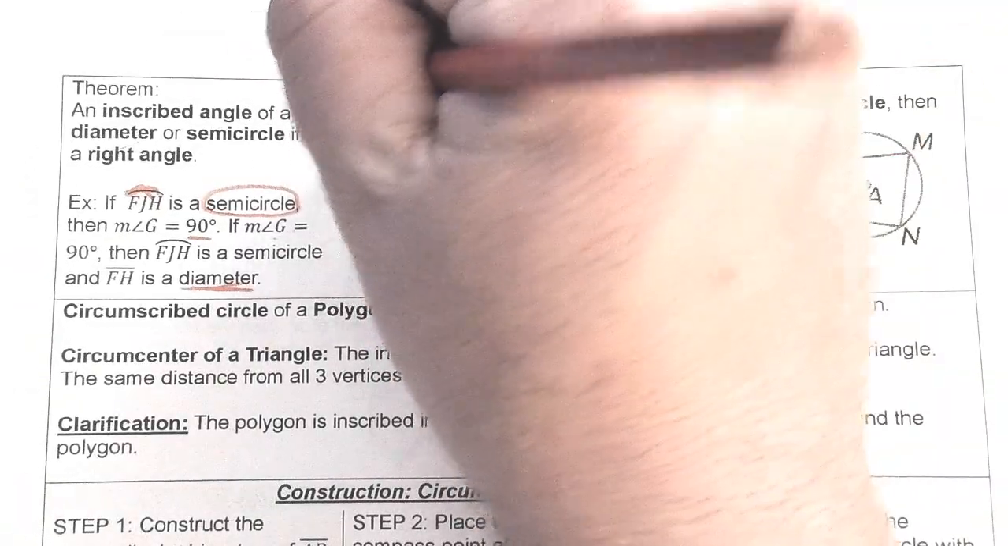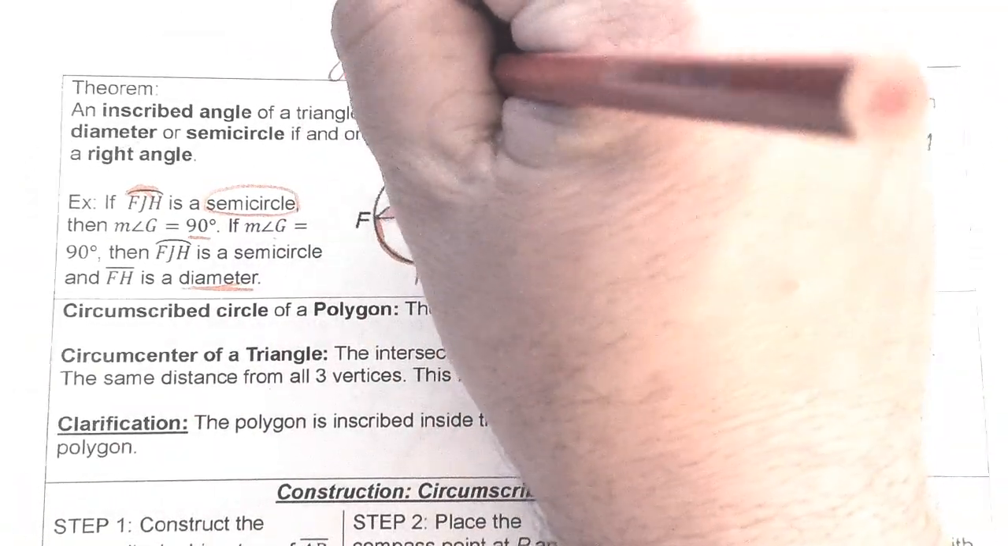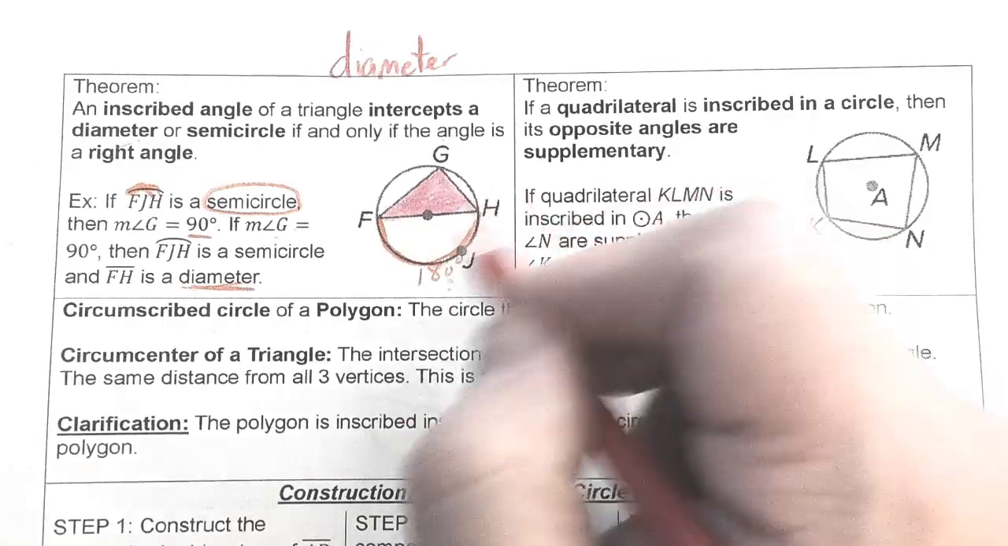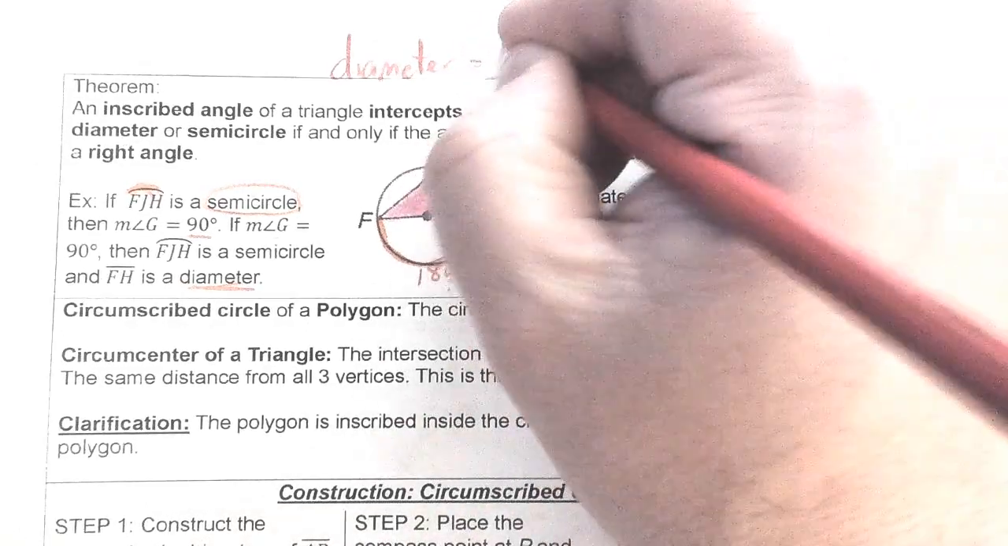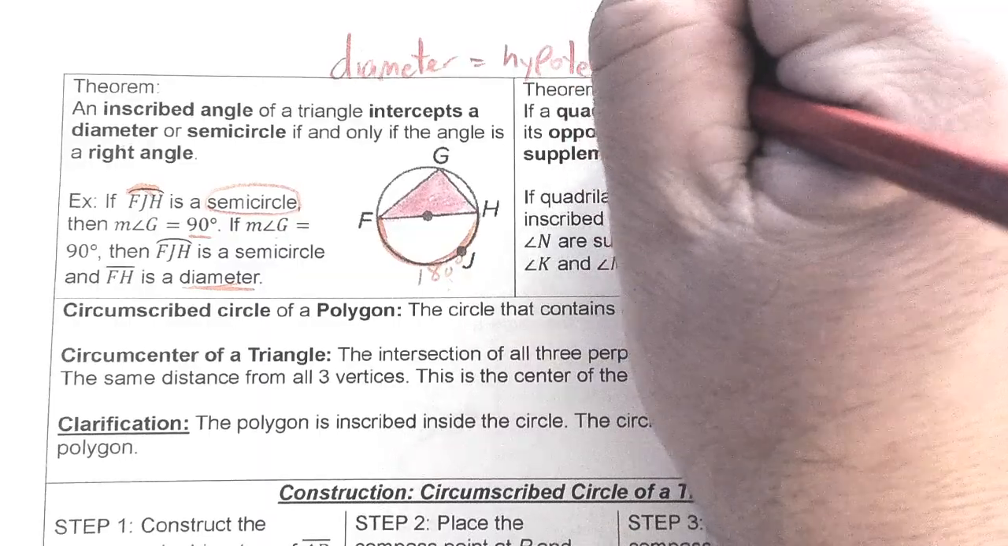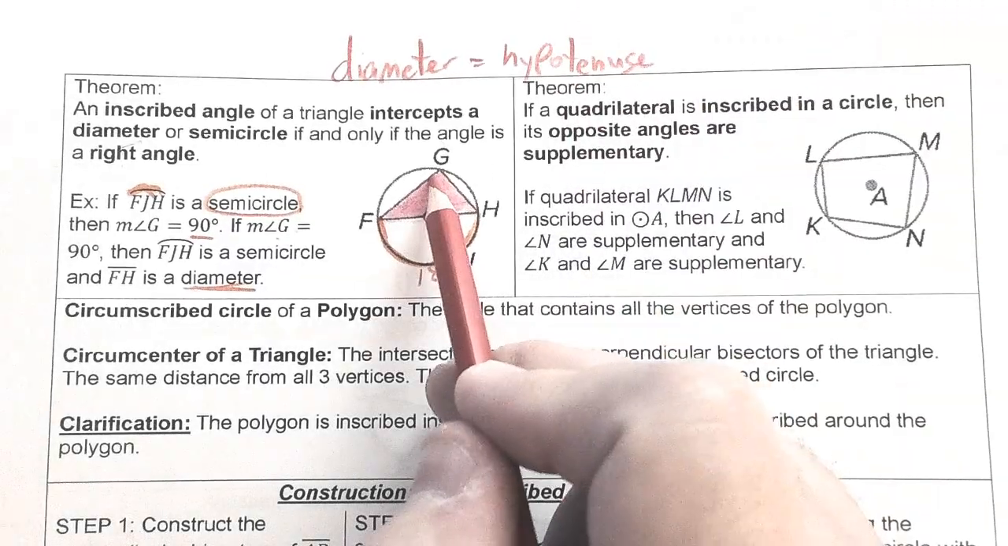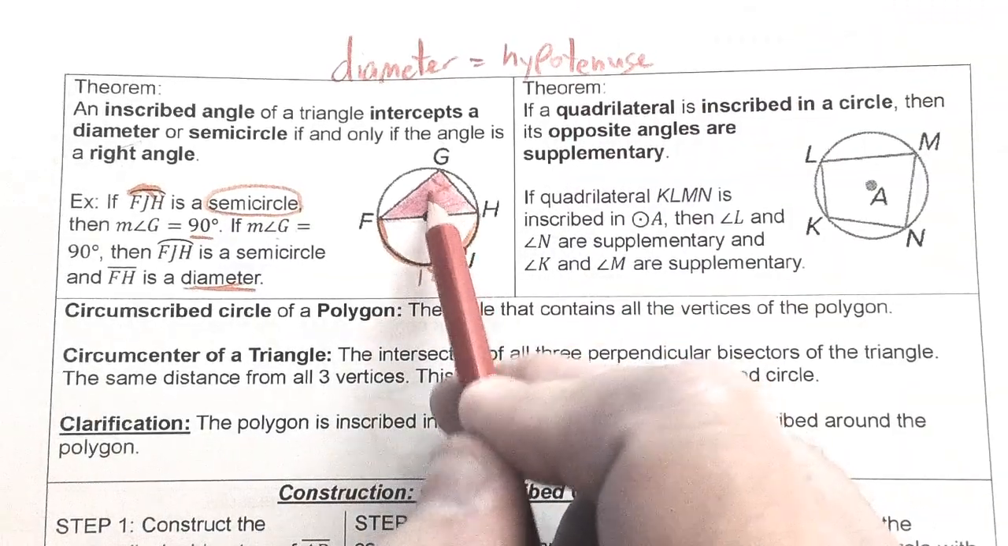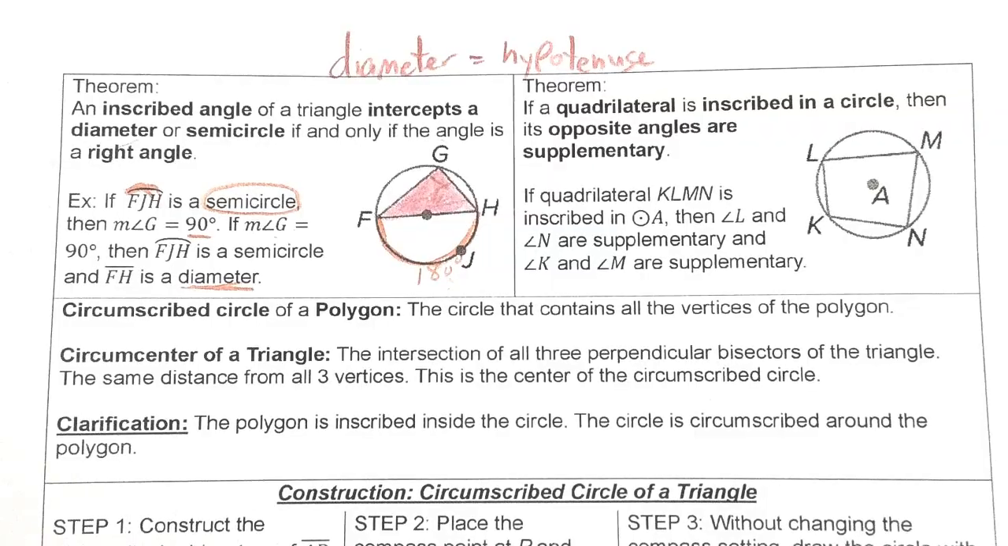So something I want to write just above here. When your diameter is part of your triangle like this, it's always going to be your hypotenuse, because it's across from the right angle. I just like to bring that point out.